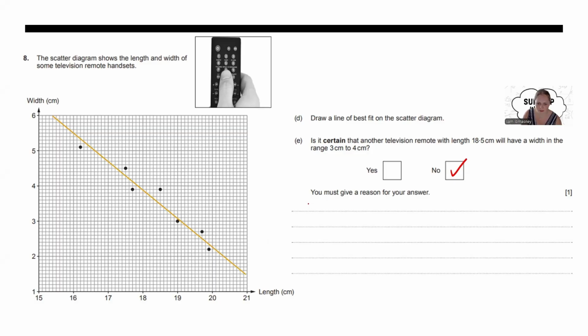And I'm going to say a small sample, because I think that's quite enough just to go. And not all fit the trend. Like, you might know that there might be controls that are quite wide, but some quite skinny. We just don't know.